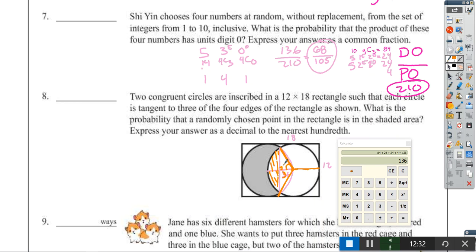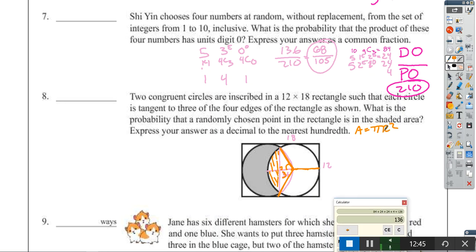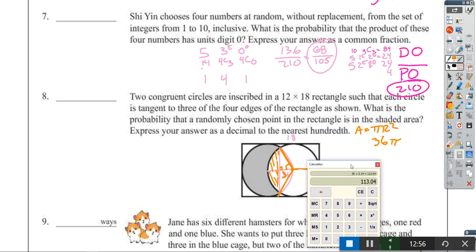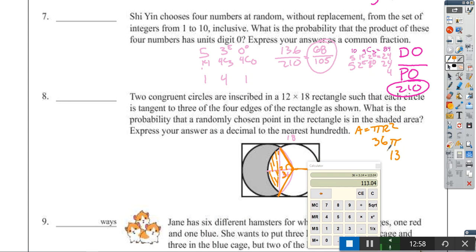And I know that the whole area of the circle is going to be... So area is equal to pi r squared, where radius is 6. So that's 36 pi. So let's multiply 36 times pi. And so that's 113.04. All right, excellent. Good stuff.